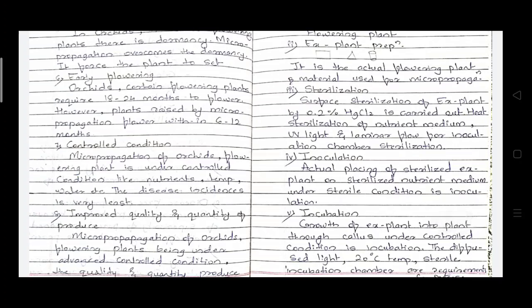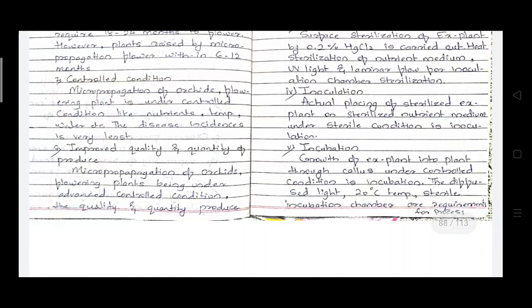The explant that we select, we place on our nutrient medium, either in a slant or a petri dish. On this we can transfer the explant onto the nutrient medium in sterile condition; that is inoculation. Then the next stage in micropropagation is incubation.